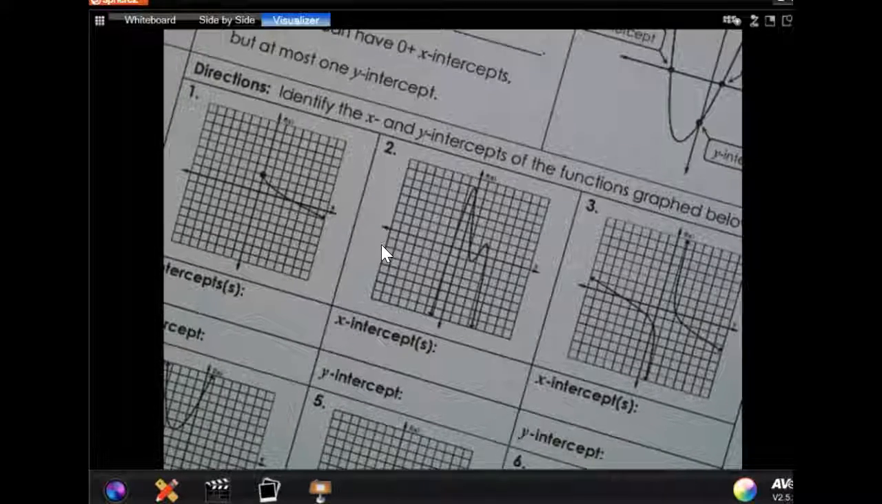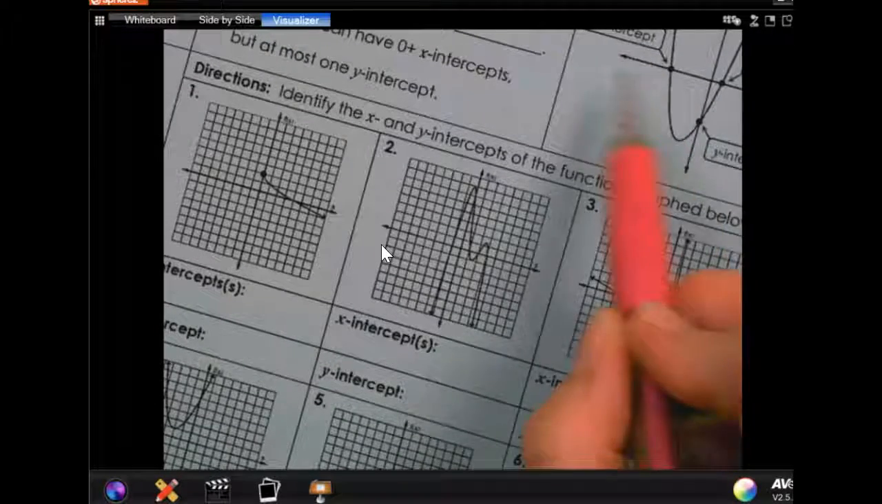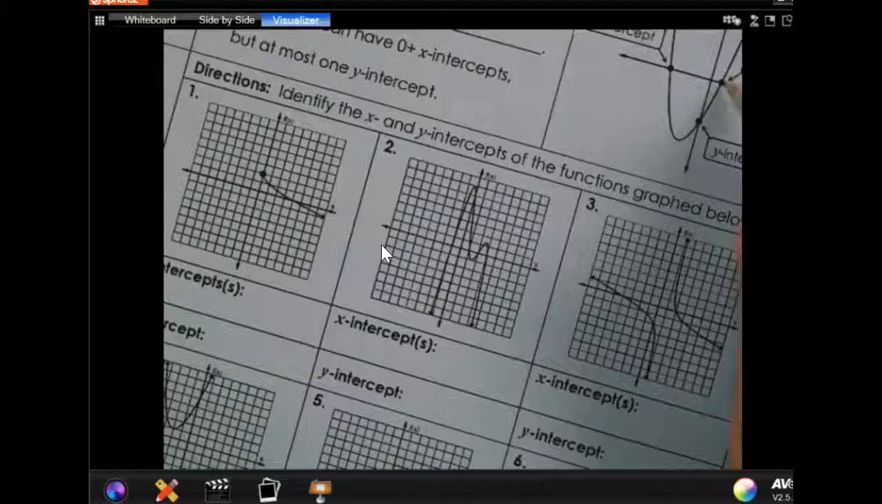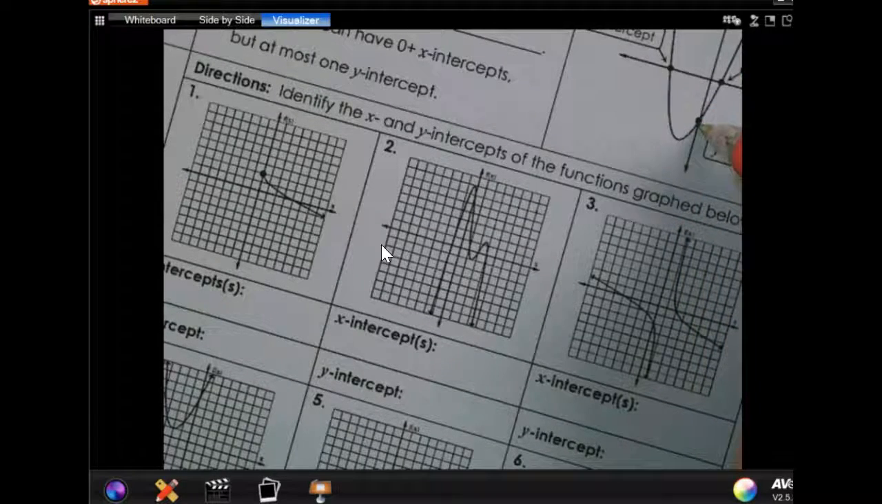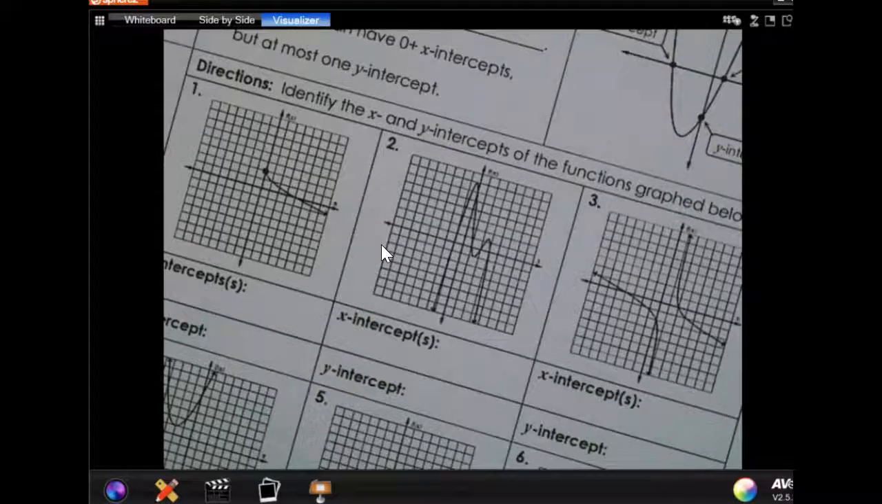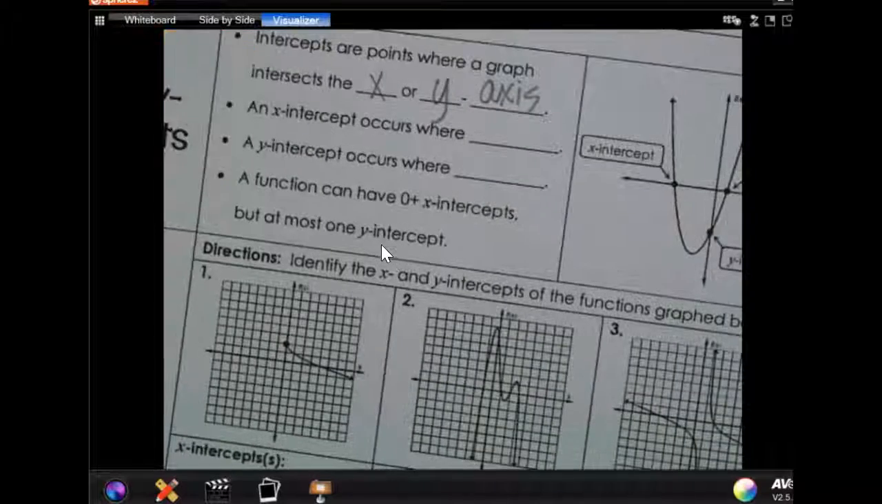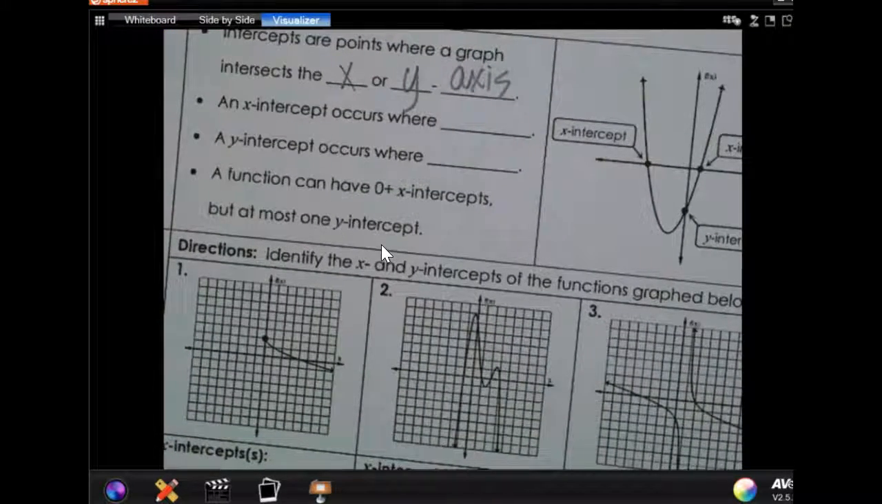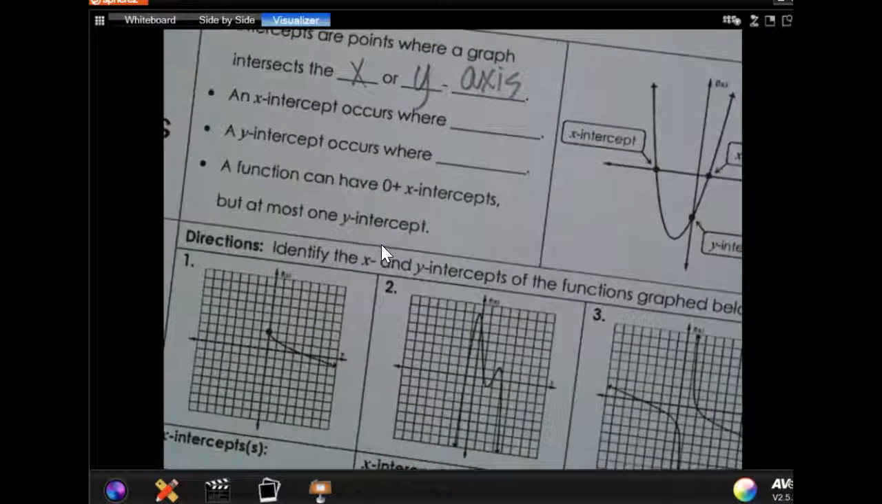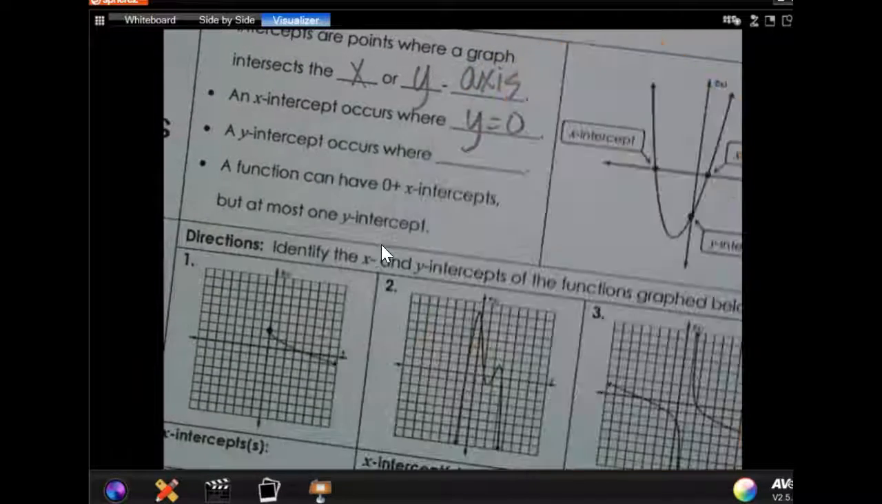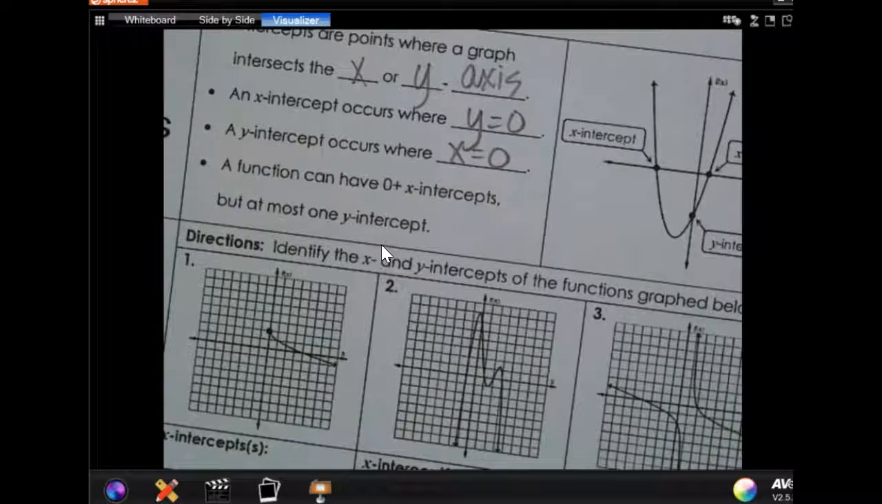I will. Okay, so where this graph touches the x-axis, these are the x-intercepts. Where the graph touches the y-axis, that is the y-intercept. It's on your paper, look. So the x-intercept occurs when y is 0. The y-intercept occurs when the x is 0. We can have more than one x-intercept, but at most we can have one y-intercept. You can have 0 y-intercepts or 1, but that's the most you can have.